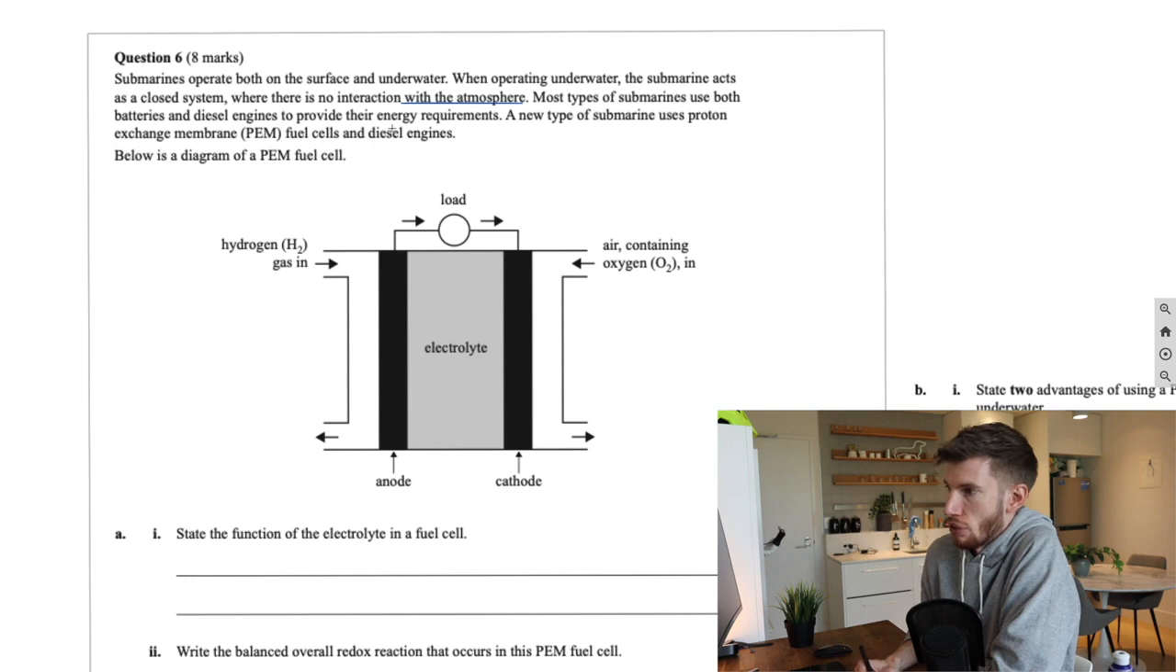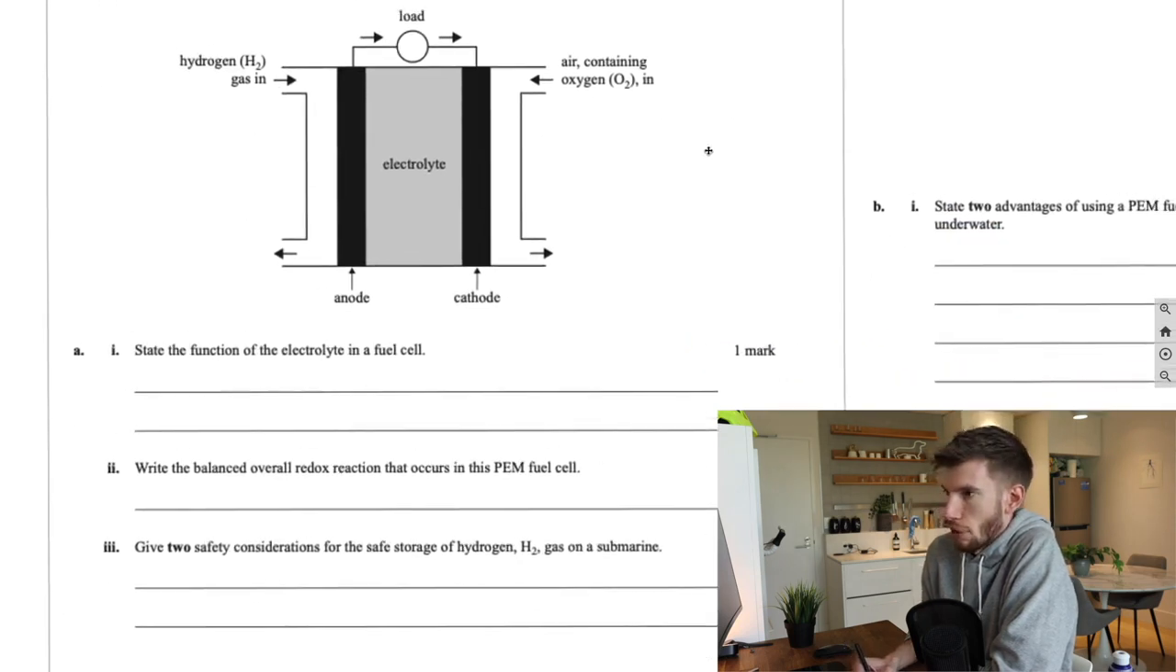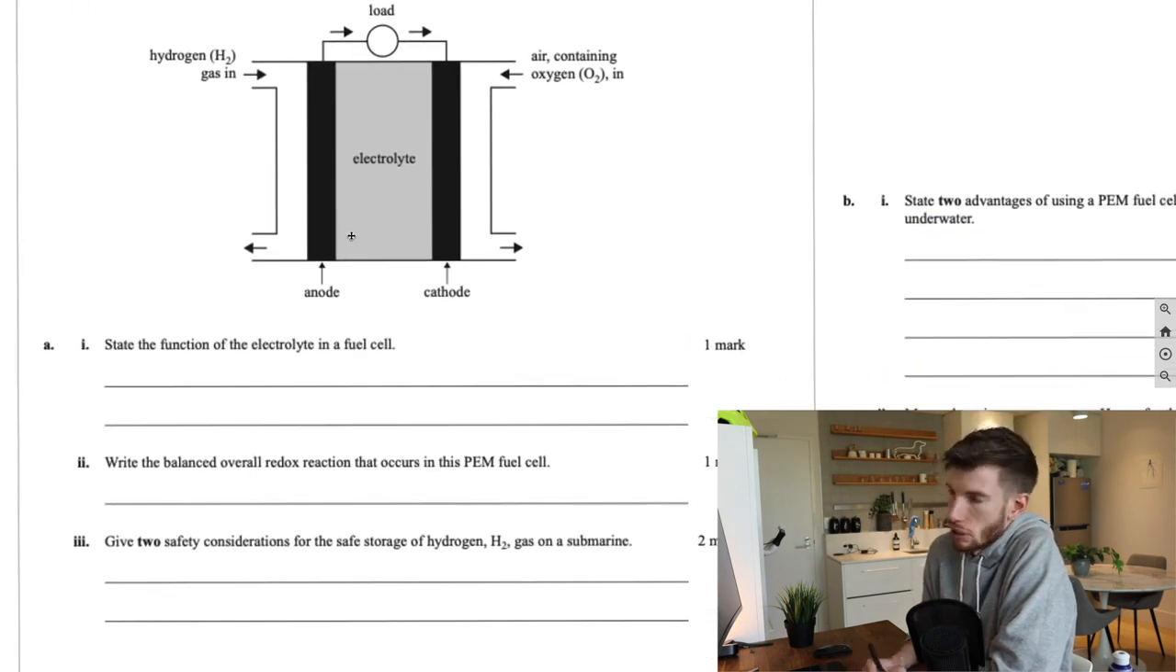Most types of submarines use both batteries and diesel engines to provide their energy requirements. A new type of submarine uses proton exchange membranes, or PEM, fuel cells, and diesel engines. Below is a diagram of the fuel cell. And again, I'm just going to move over this at the moment, come back to it in the question. State the function of the electrolyte in a fuel cell.